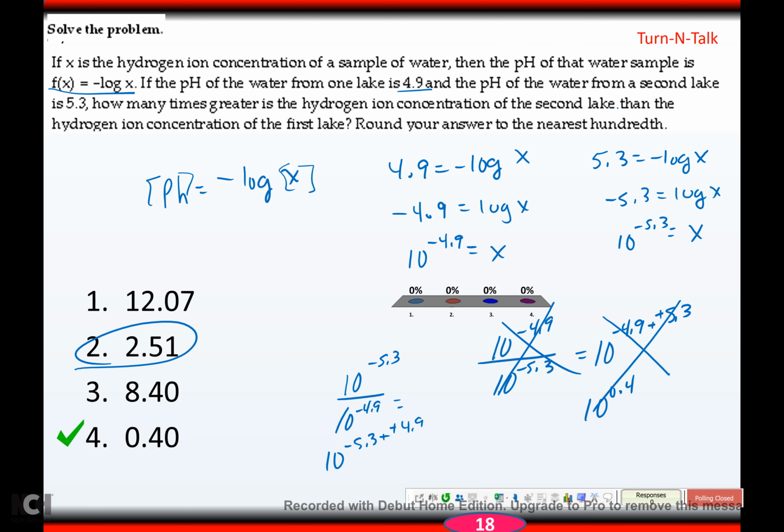Alright, it said the second lake compared to the first lake. So second lake had to go on top. First lake had to go on bottom. That gives me 10 to the negative 0.4, which if you type that in is 0.398107. They rounded it to two places. That bumped it up to 0, which bumped that up to 4, which is 0.40. Oops.